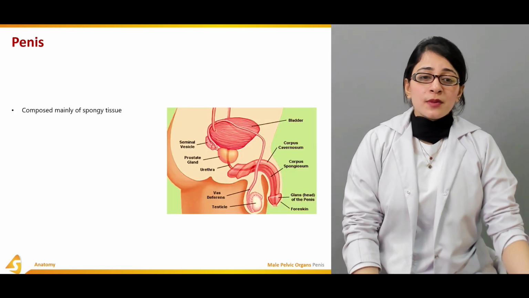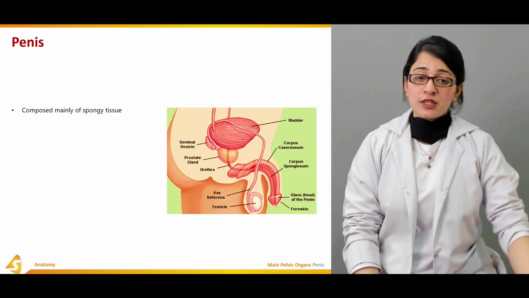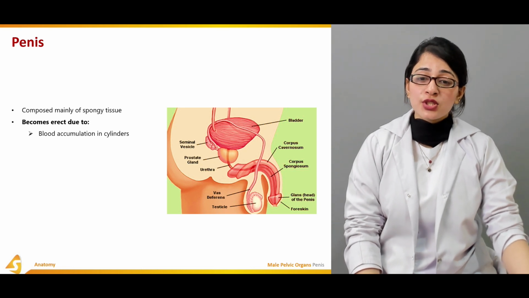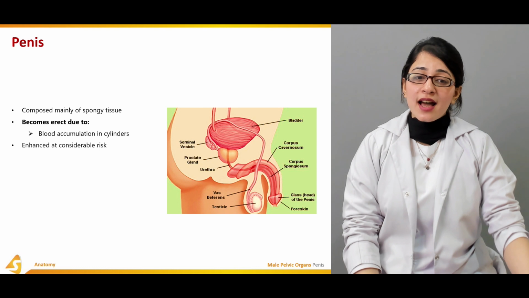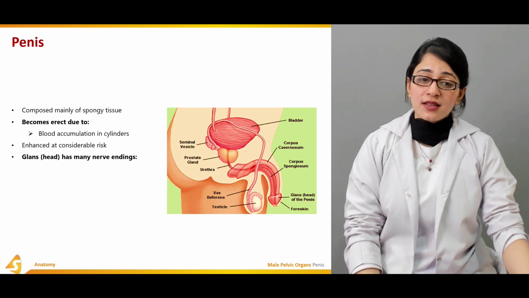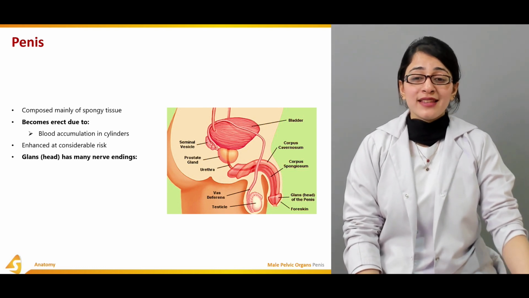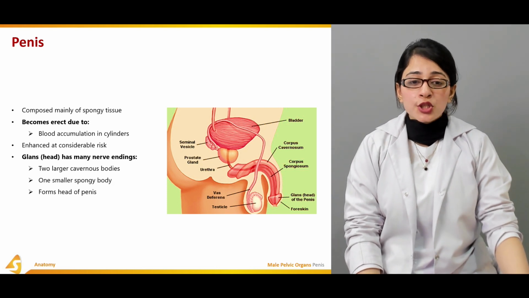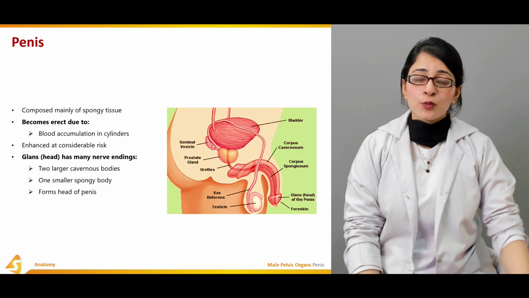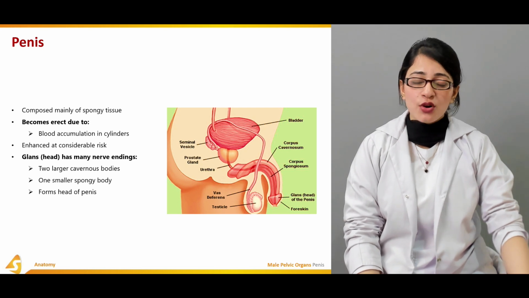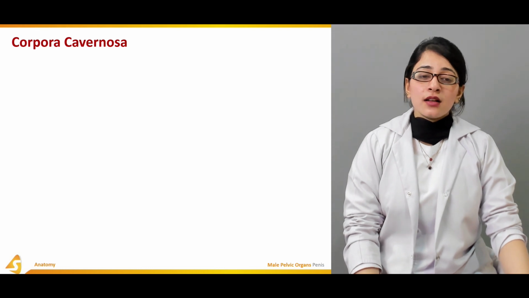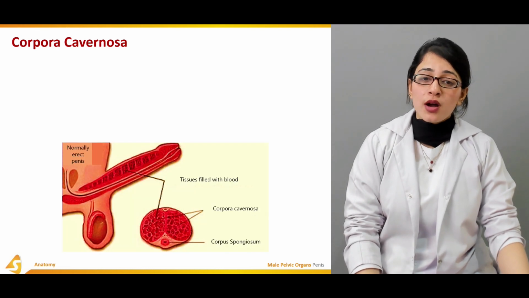So basically, the penis is composed mainly of the spongy tissues, and they become erect due to the blood accumulation in the cylinders. The glans, or the head, has many nerve endings. There are two large cavernous bodies and one smaller spongy body, which forms the head of the penis. Then comes a structure named as the corpora cavernosa.